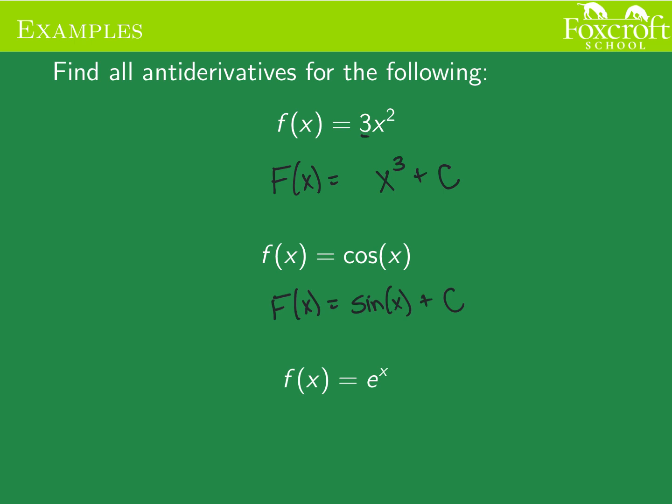For e to the x, I know whenever I take the derivative of e to the x, I get back the exact same thing. So if I go backwards, I should get the same thing as well. All right, so capital F of x is e to the x. Again, double check, if I take the derivative of e to the x, I get that, and I have a plus c.